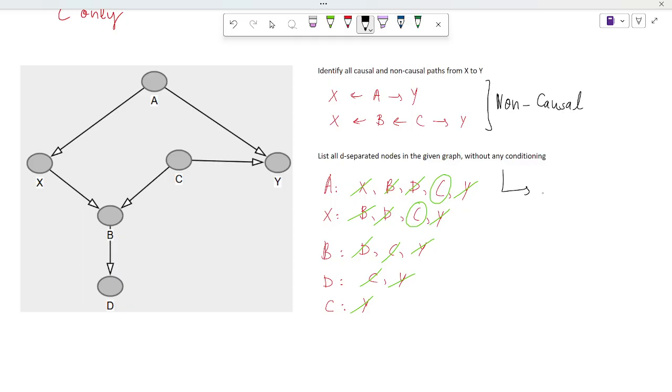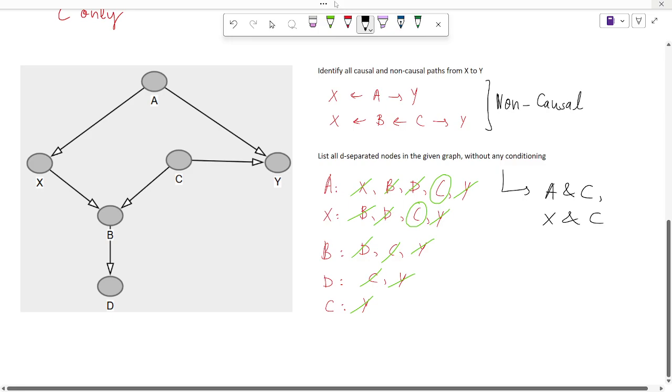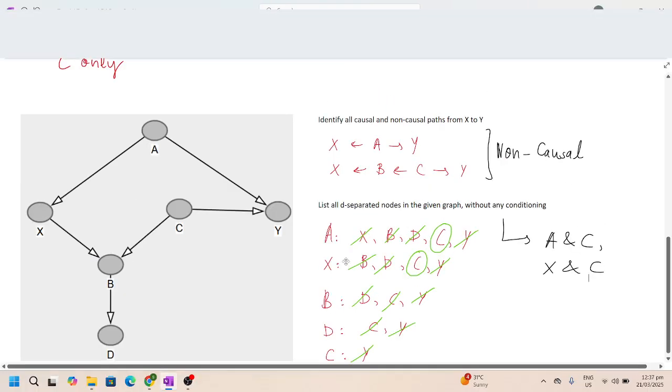So the answer to this question is: you have two pairs of nodes, A and C, and then you have X and C. These two pairs of nodes are d-separated in the graph without any conditioning. So are there any questions at this point?